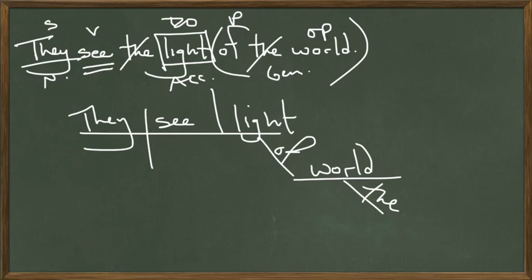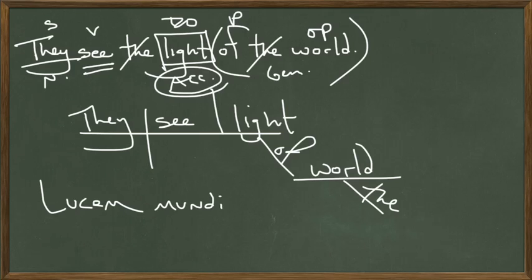They see the light of the world. And in Latin, this would be, we're going to put the verb at the end, so let's actually start with the direct object. Lux is light, but in the accusative singular, it's lucem. Okay, now we have the light. Let's have of the world. Mundum is world in Latin, but in the genitive it'd be mundi. So lucem mundi.